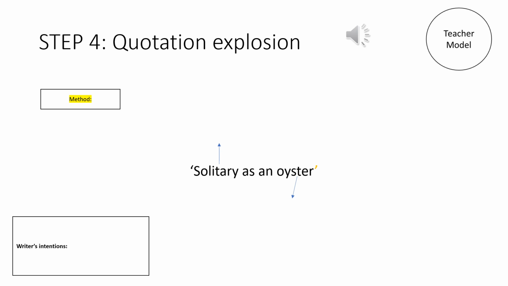So here's one example. This is 'solitary as an oyster'. So you can see there that I've explained the quote, I've talked about the method, which is a simile, I've looked at each word in particular, solitary, and the connotations as well as oyster, and I've also linked it to the writer's intention. Okay, so that's an example. What I'd like you to do is go back to the list on slide 7 and choose another quote to explode on your own independently.